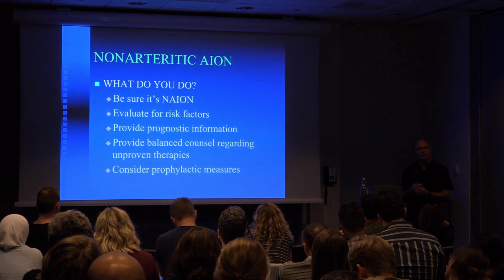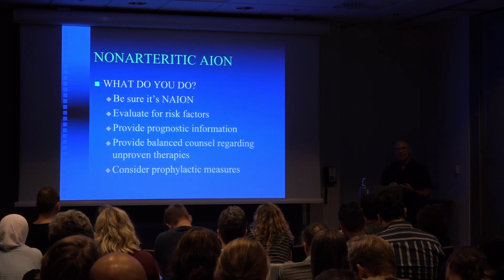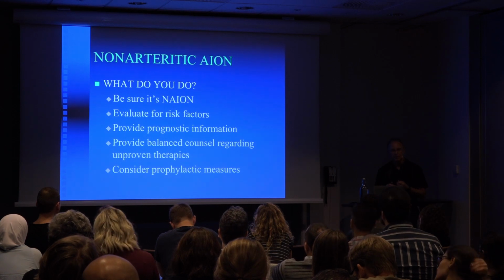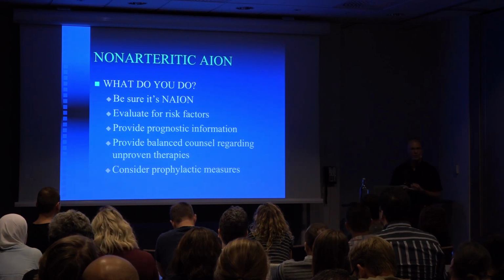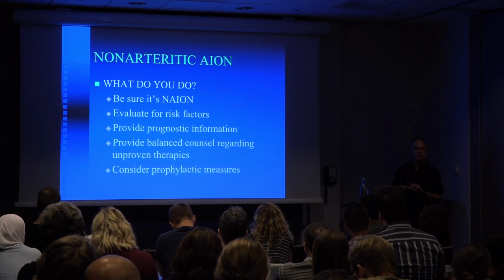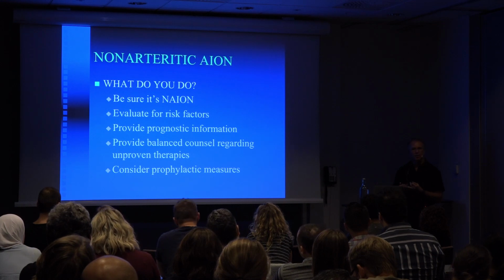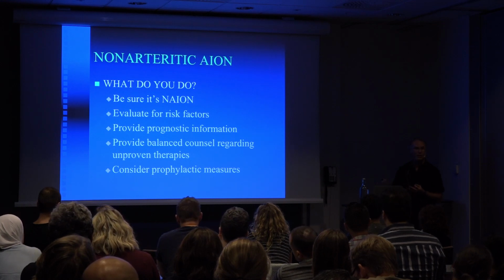Here's what I do if I have a patient with NAION. Number one, I make sure it's non-arteritic, and we talked a bit about this already. Evaluate what the risk factors are. Evaluating the risk factors is really important for these patients. You may be the first person that tells them they've got hypertension that's poorly controlled. They may not have known about it. You send them to the internist for that situation. You might save their life.